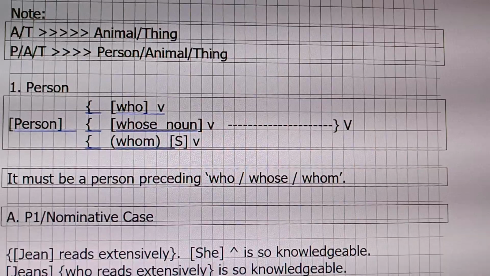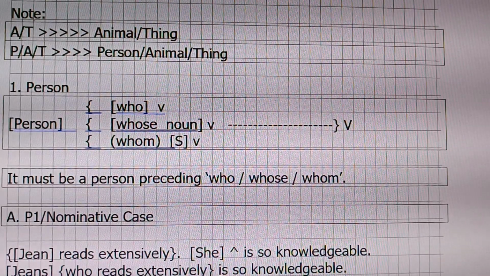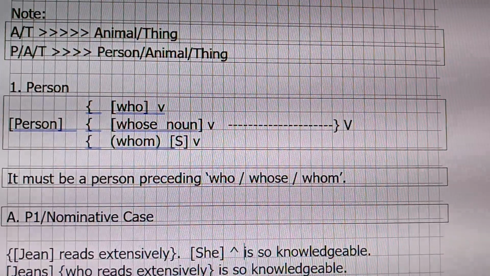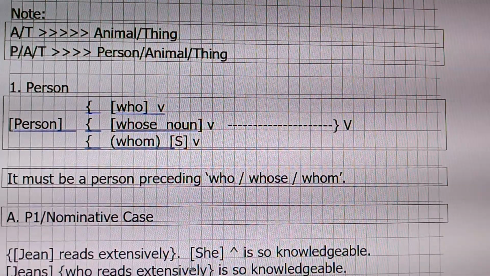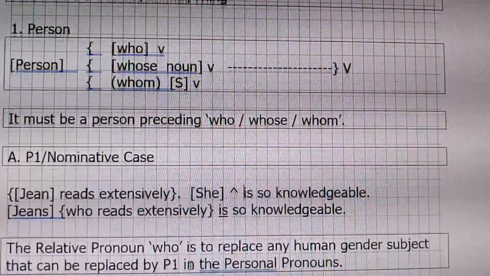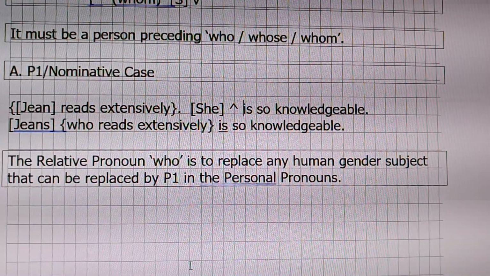So Jean, who reads extensively, you change she into Jean. Who reads extensively is so knowledgeable. All right. So you must identify which one is the main clause, which one to be used as a subordinate clause.